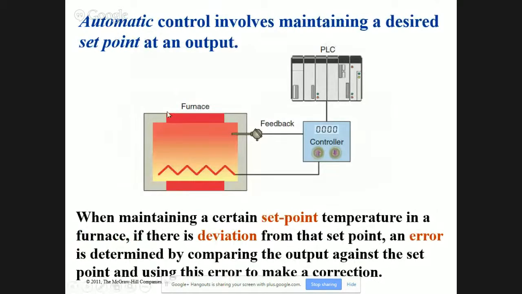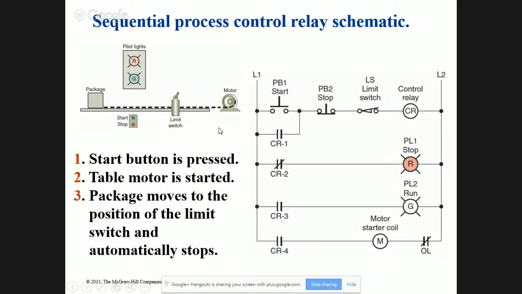Here we have automatic control. This would be like a PID controller, maintaining a set point in a furnace. Here is a sequential process control. Start button is pressed. We're going to push this start button right here. What's the next condition we're checking for after we press the start button? Well, we're making sure the stop's pulled out. Then we're making sure the limit switch is not active. And then we're doing a control relay, and the control relay is the latch circuit going around.